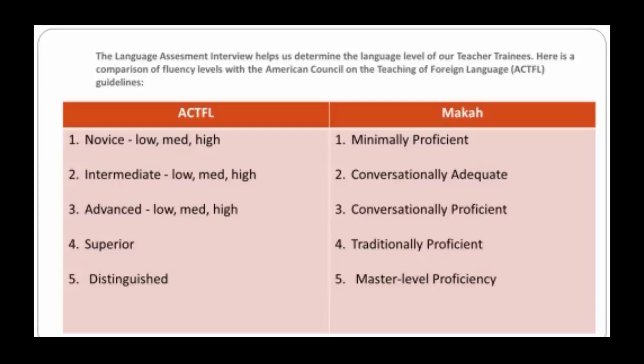Advanced is what ACTFL calls the next category. We call that conversationally proficient. And superior, we call that traditionally proficient, because that's specific to us. It's specific knowledge of a traditional area. It might be weaving or song leading or the role of a speaker, or maybe someone that's involved in canoe, and that they're proficient in that area. Then distinguished is master level proficiency for us. It's when you completely know the language and can think in the language and dream in the language.